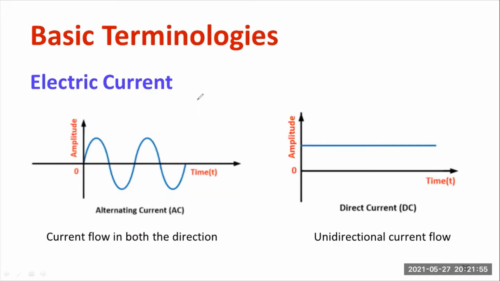There are two types of current, you know. One is AC current, alternating current. In alternating current, there are two half cycles.